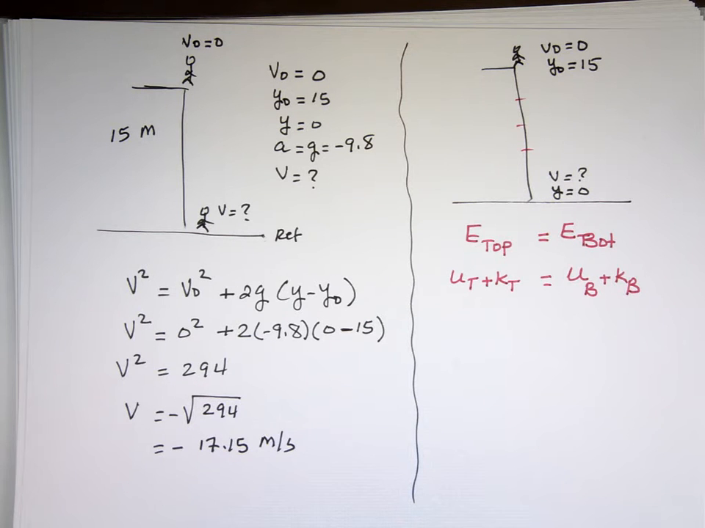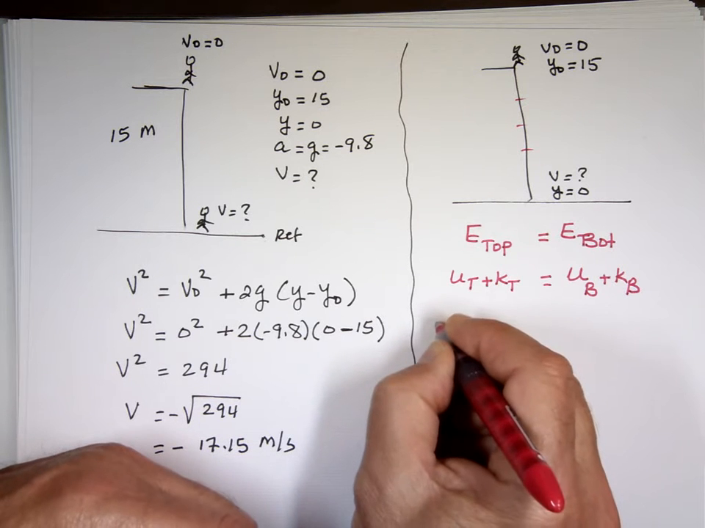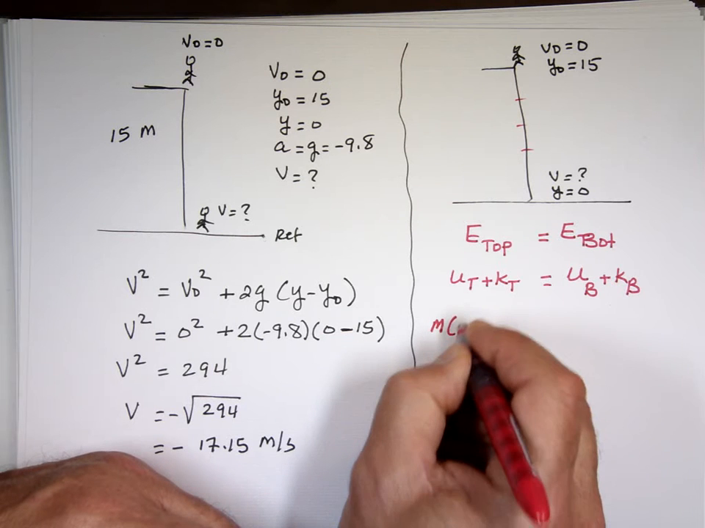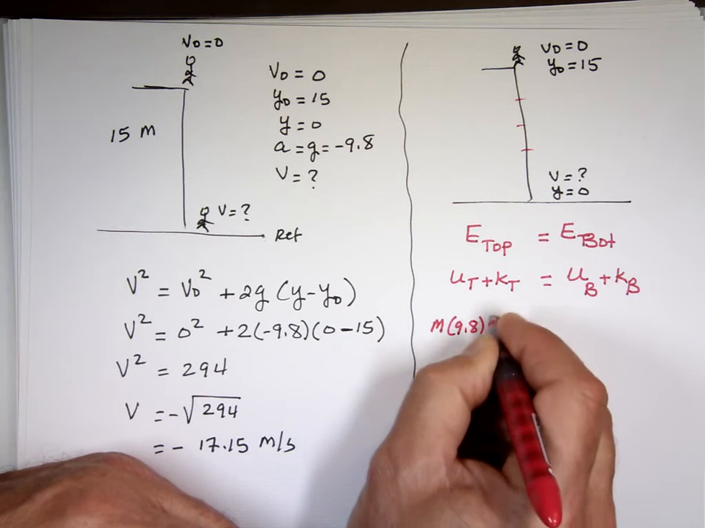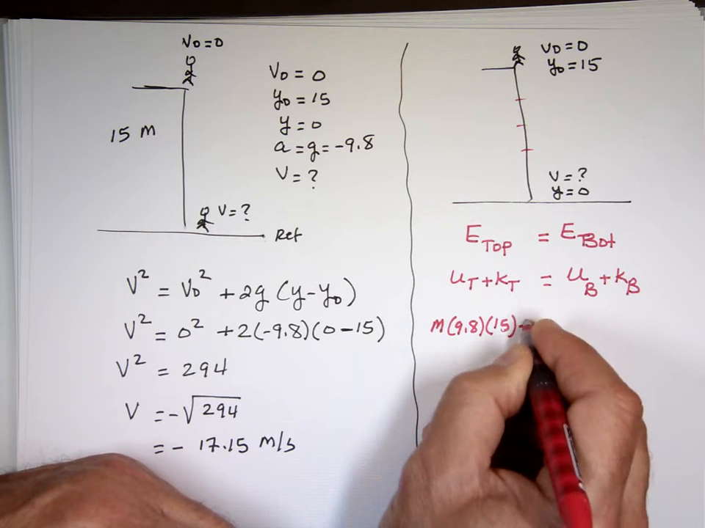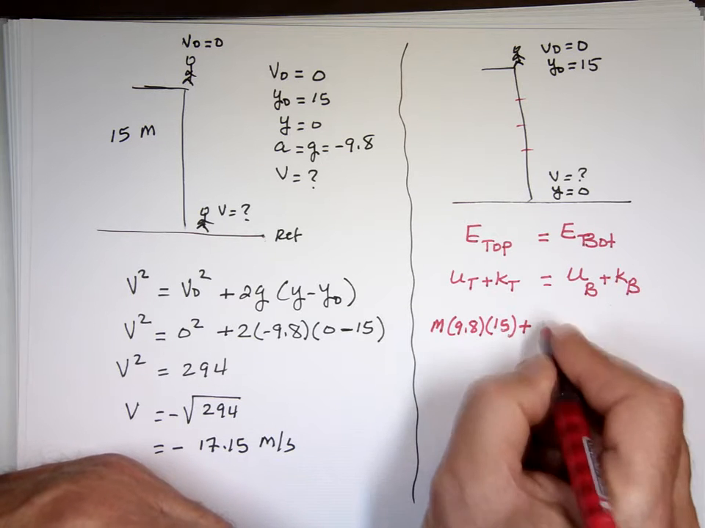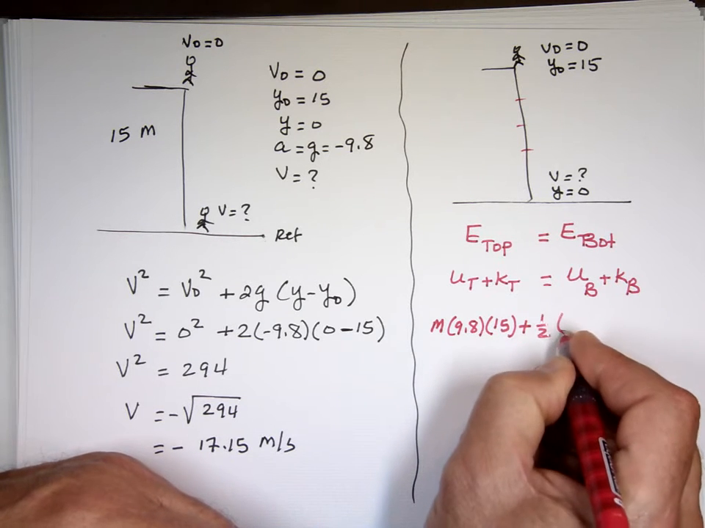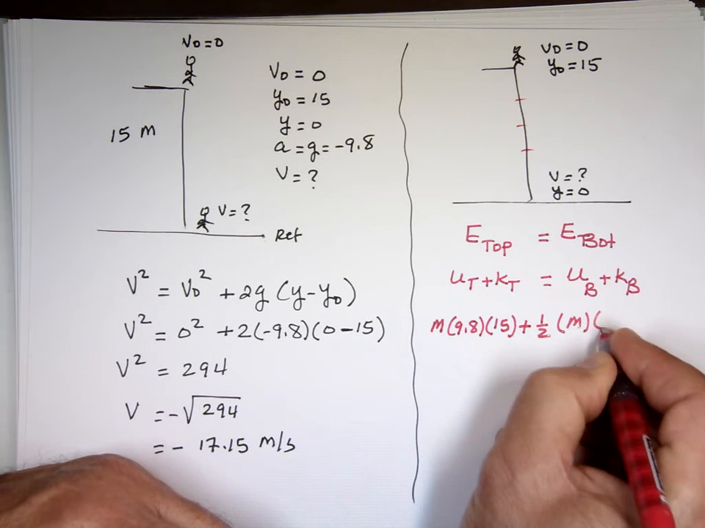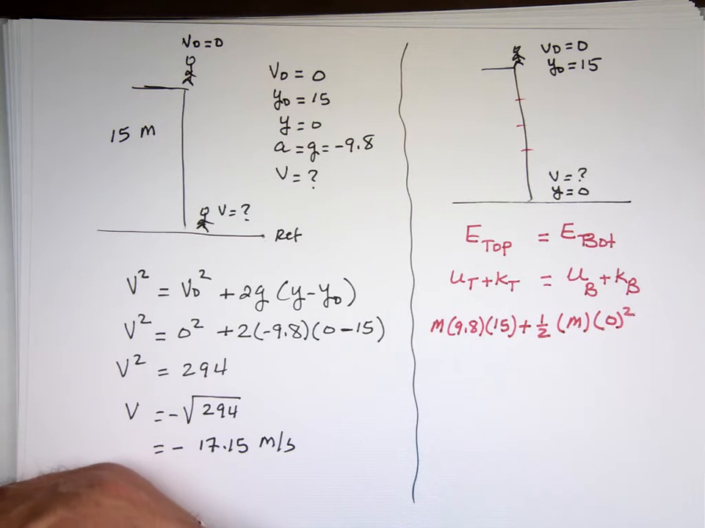Well, what is my potential energy at the top? Isn't that the mass? I will give you the mass of the person, that's okay. Gravity is what? 9.8. What was the initial height? 15. The kinetic energy is what? 1/2 the mass, which is what? M. And what was the velocity at the top? 0 squared. Should equal.